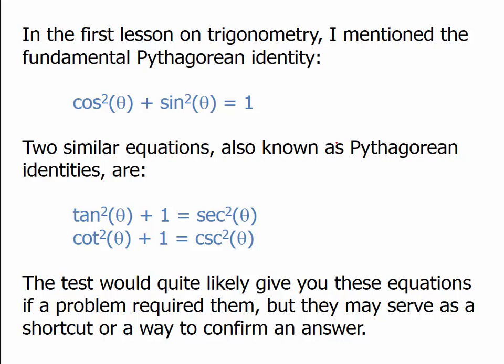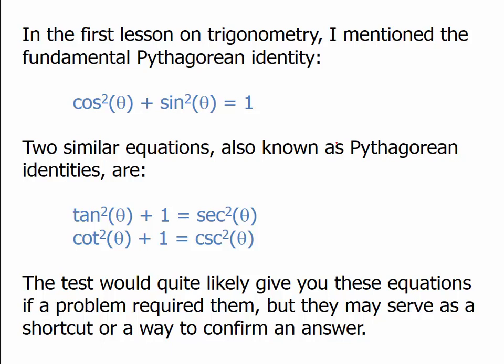And so if you start with the one at the top, cosine squared plus sine squared equals 1, you could divide everything on both sides by cosine squared. You'd get the top Pythagorean identity at the bottom, tangent and secant. Or you could divide everything in cosine squared plus sine squared equals 1 by sine squared. And then you get the bottom one, cotangent squared and cosecant.